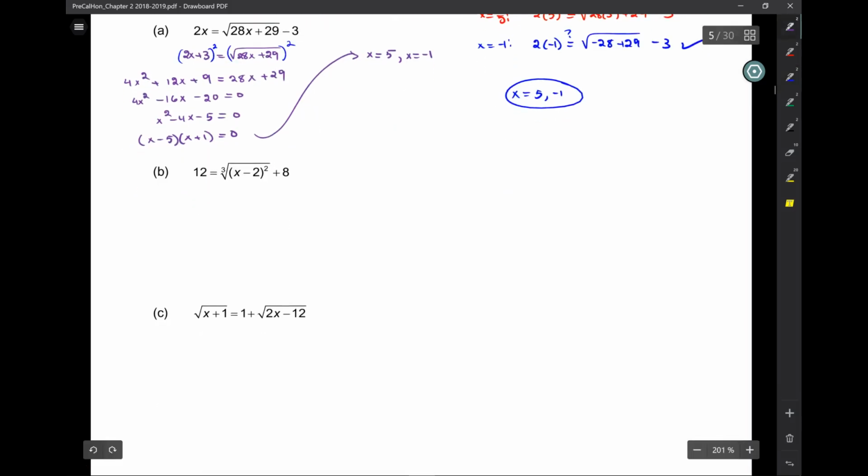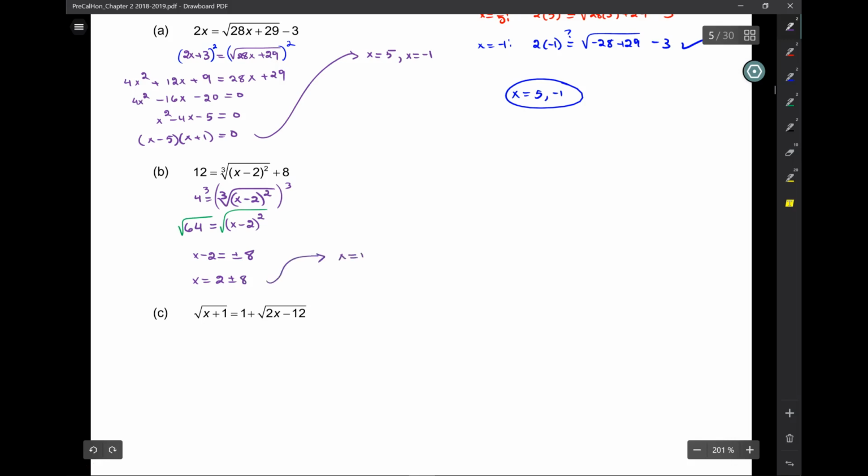Now, subtract 8 here. We get 4 equals cube root of x minus 2 squared. Raise it to the power of 3. 4 cubed is equal to x minus 2 squared. Take a square root. What's x minus 2 equal to? Just 8? Plus or minus 8? So x equals 2 plus or minus 8?